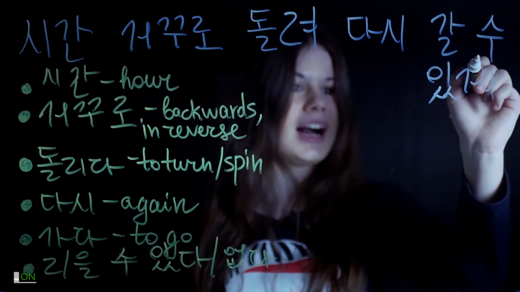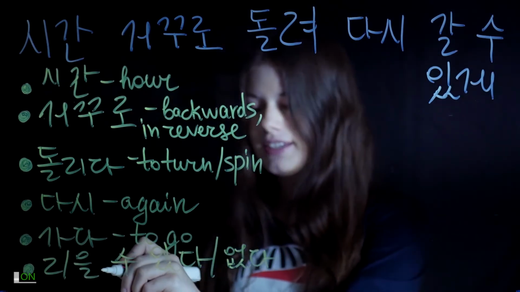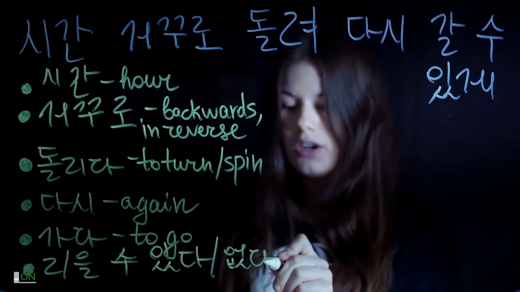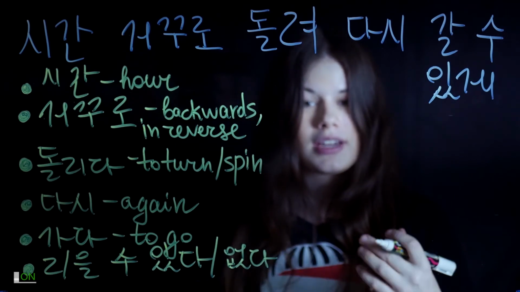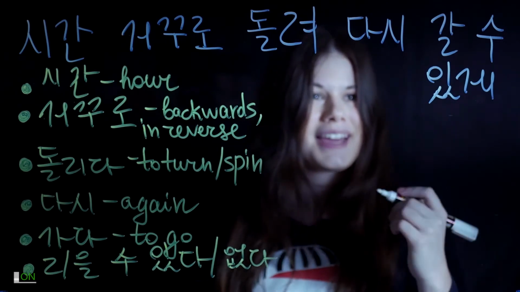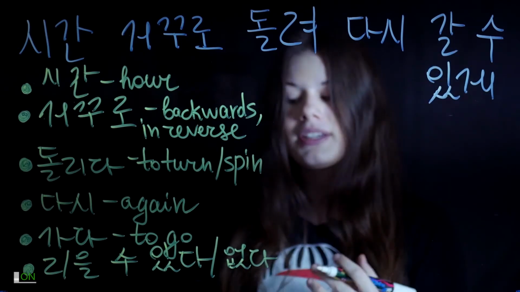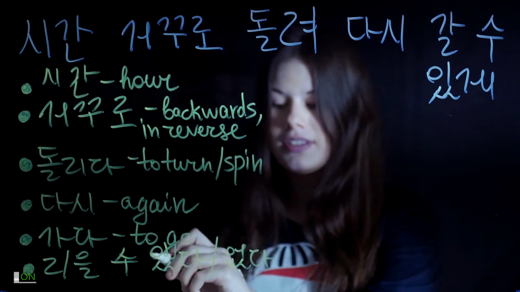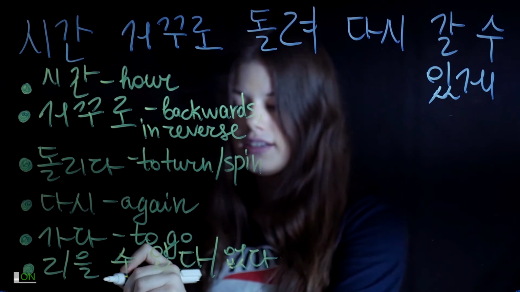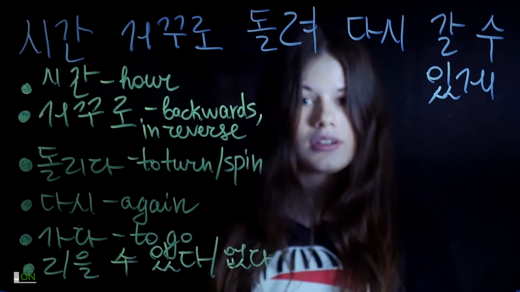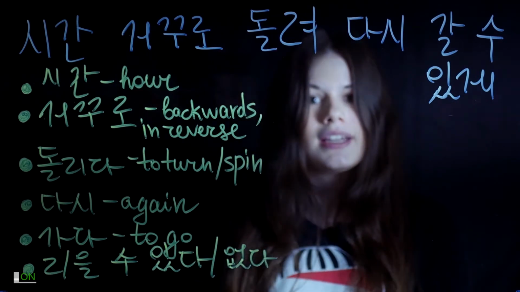Then we have this 갈 수 있게. We have this grammar ㄹ/을 수 있다, 없다. ㄹ is added to verbs, adjectives, like passive verbs that end in a vowel, and 을 to those ending in a consonant. So this grammar means to be able to, 있다. ㄹ/을 수 있다 means can, and ㄹ/을 수 없다 means cannot.